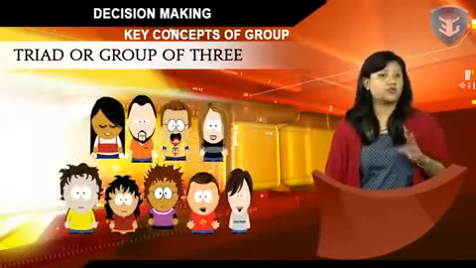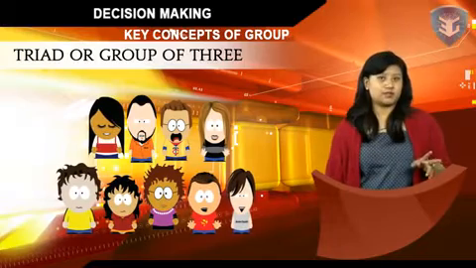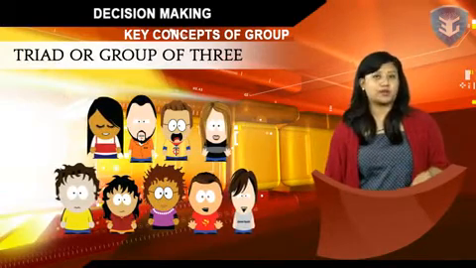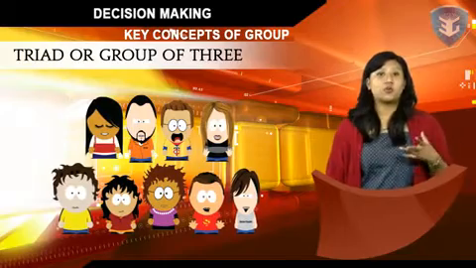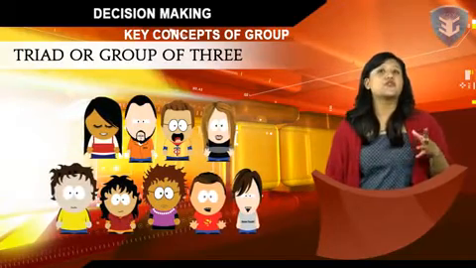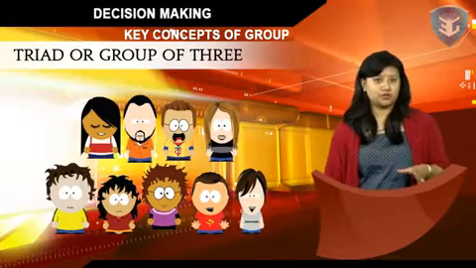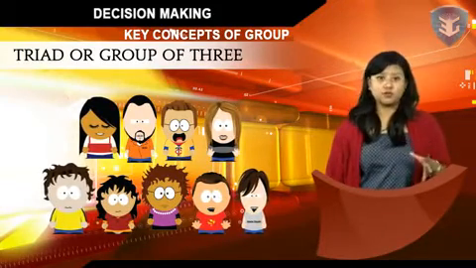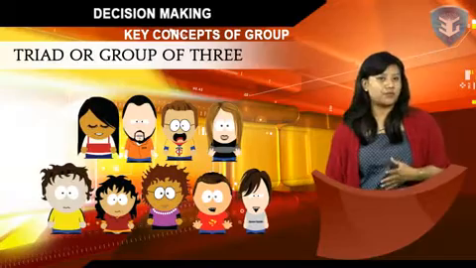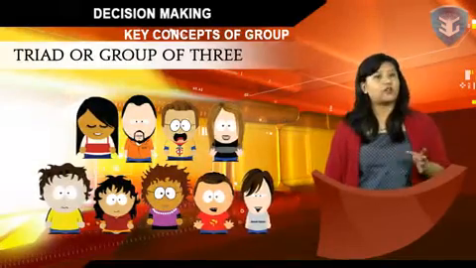Triad or group of three. When there are three persons only in a group, it is called a triad. In such groups, one requires complete agreement amongst all three members of the group. When there is complete agreement between two members and the third member is in strong opposition, a problem crops up. Such groups can be formal or informal.